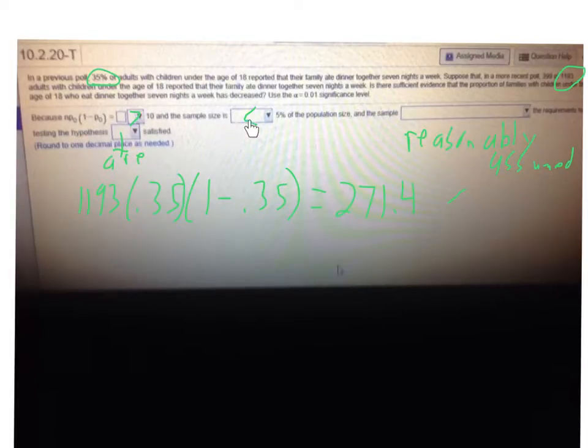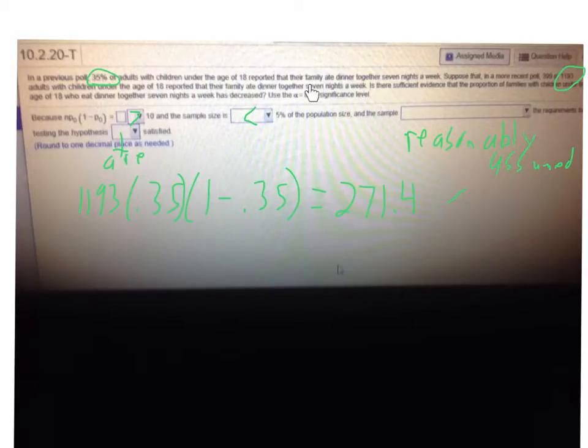The sample size is going to be less than 5% of the population size. We're talking about families with children under the age of 18, and the sample size is 1,193. Families with children under 18 are probably in the millions, and so we meet this condition also.